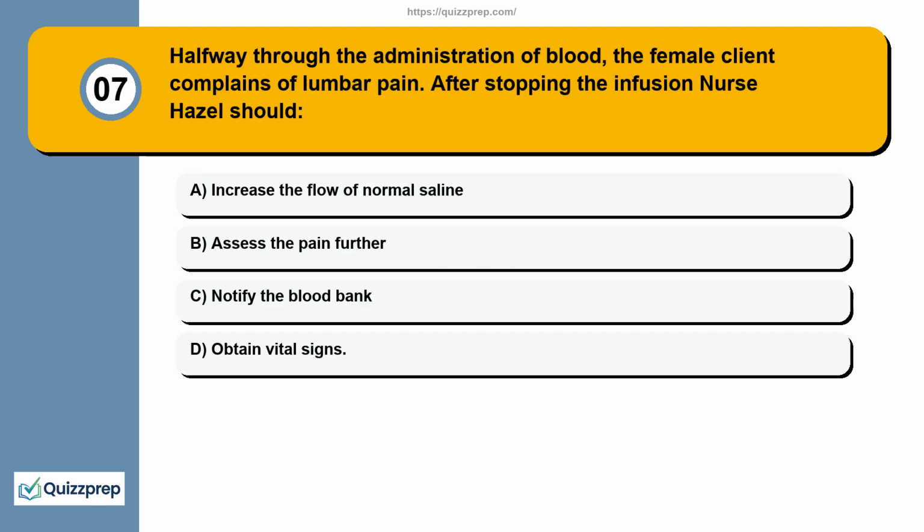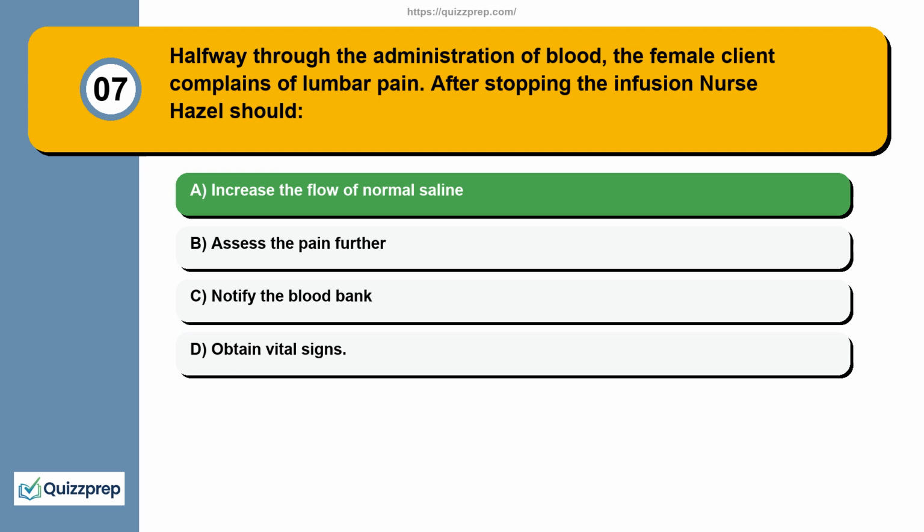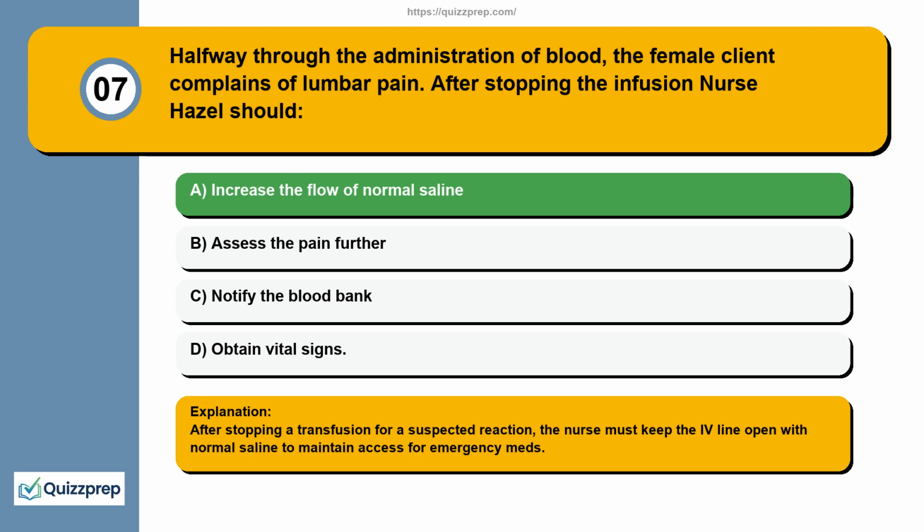Question 7. Halfway through the administration of blood, the female client complains of lumbar pain. After stopping the infusion, Nurse Hazel should increase the flow of normal saline, assess the pain further, notify the blood bank, obtain vital signs. After stopping a transfusion for a suspected reaction, the nurse must keep the IV line open with normal saline to maintain access for emergency meds.